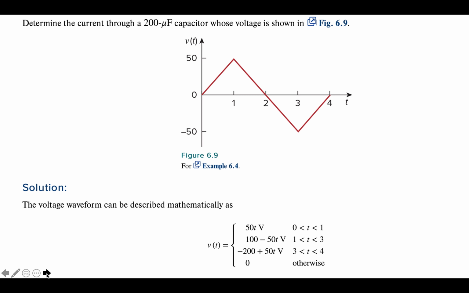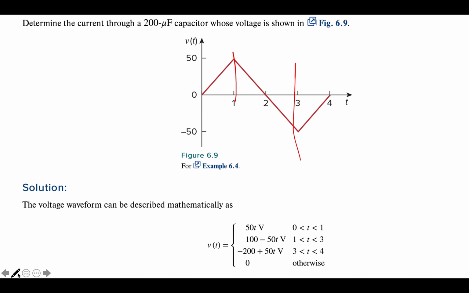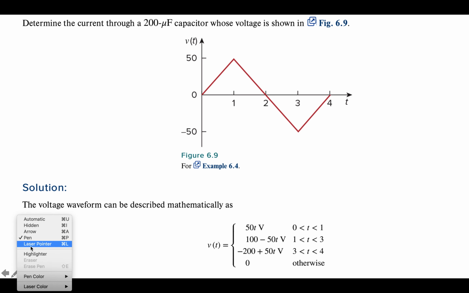Okay, here's an example of where we're given a voltage graphically. So this is what we refer to as a piecewise linear function. And the reason we refer to it that way is that this function is divided into regions, where a specific straight line defines the region.